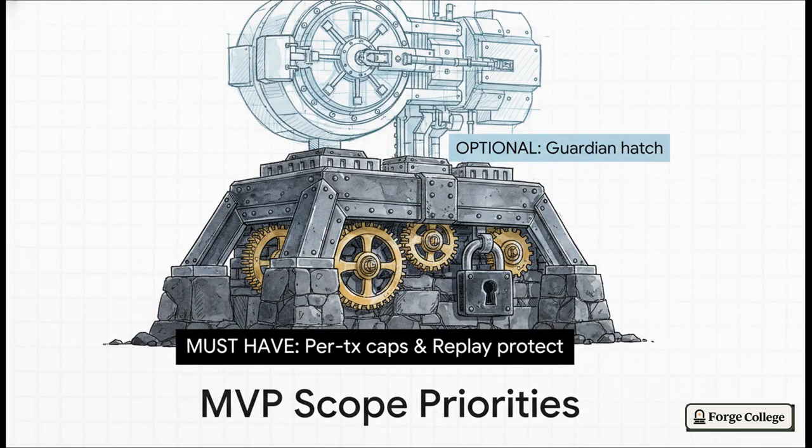And because of those strict gas limits we talked about, we really have to prioritize our MVP scope. Nonce replay protection and per-transaction caps, those are absolute must-haves. Now, what about a massive Guardian escape hatch that requires a 4-of-5 quorum to emergency eject funds to a cold vault? I mean, incredibly cool, very dramatic, but let's be real. It's an optional Phase 2 feature. You've got to secure the baseline first.